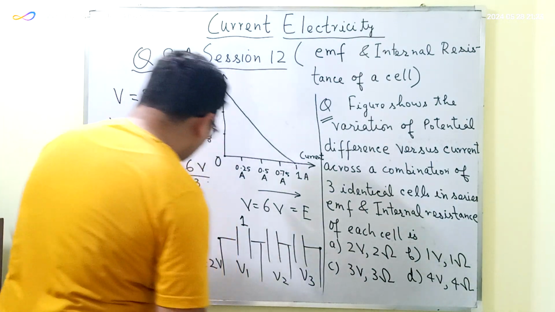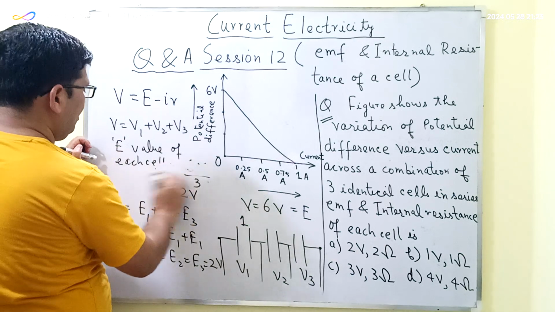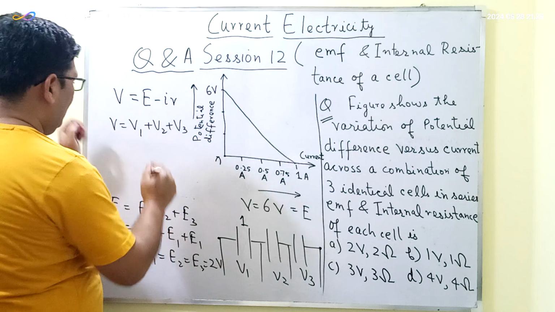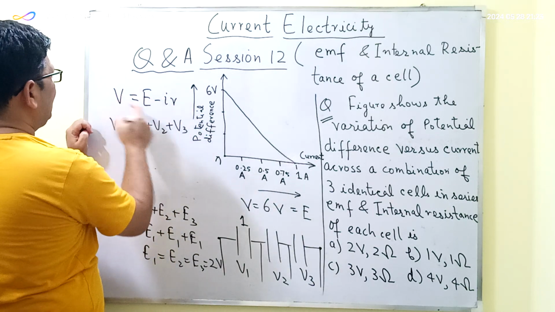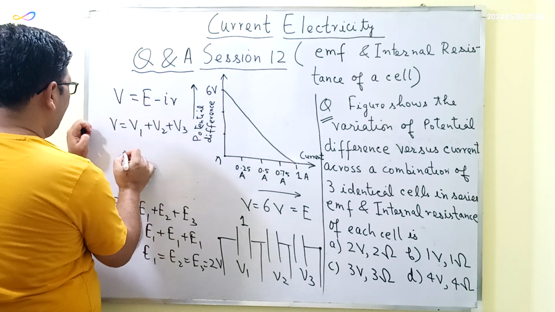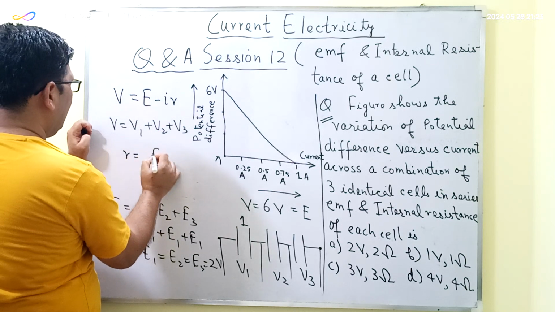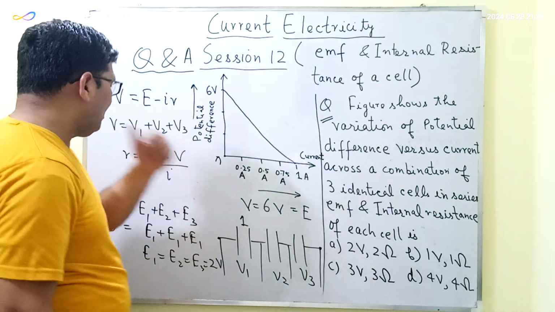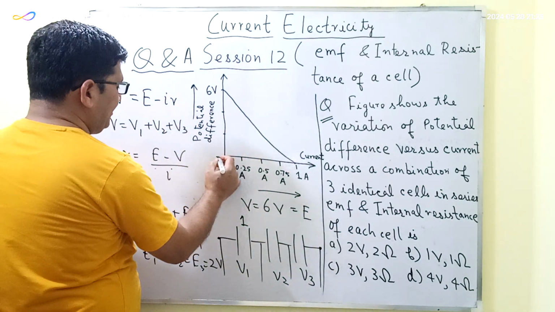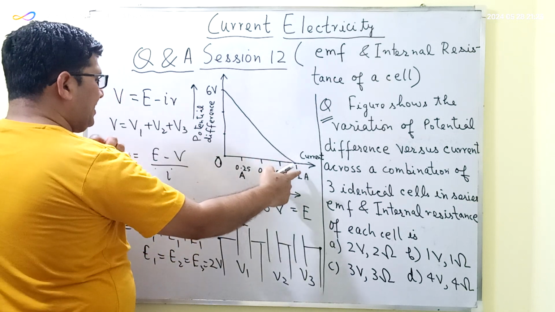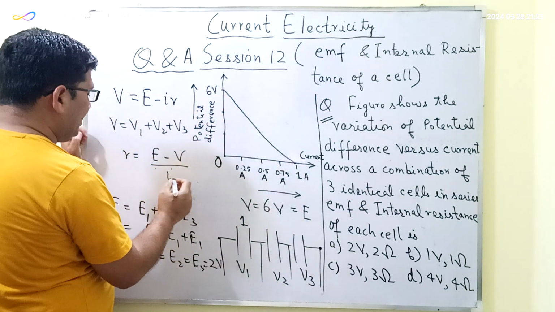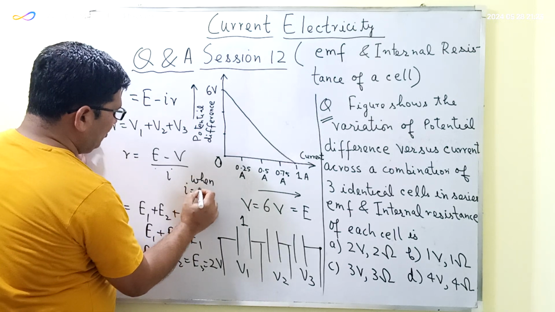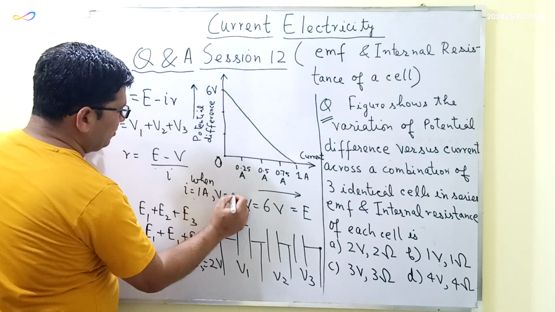Now we have to find the internal resistance. Now from this formula, that is V is equal to E minus IR, I can write that R is equal to E minus V upon I. So from this figure, we can see that when the current is 1 ampere, the value of V is equal to 0. That is, when I is equal to 1 ampere, V is equal to 0.